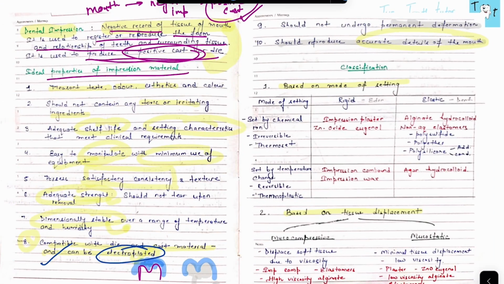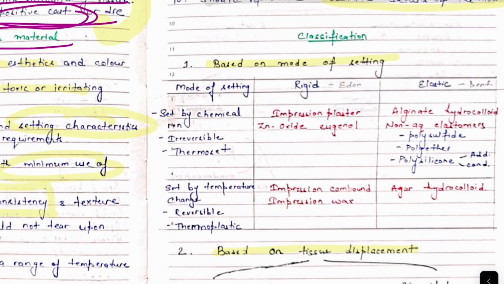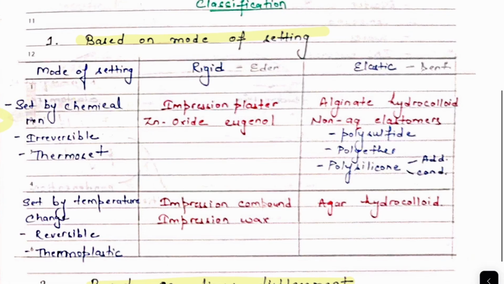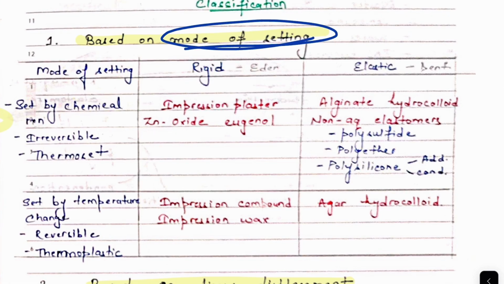Now, if I go back to the other classifications, here I have one classification based on the mode of setting, so how it sets. There are two modes of setting. First is by physical change, and second is by chemical change. The one by physical change or temperature change is reversible, and by chemical change, it is irreversible.